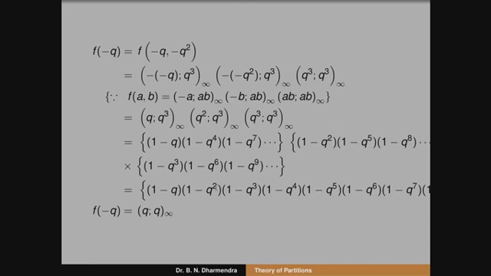Then this one, f of minus q, is when I replace a by minus q and b by minus q square. That is equal to, and that power of q is a pentagonal number. So these are the three special cases of Ramanujan's theta function.